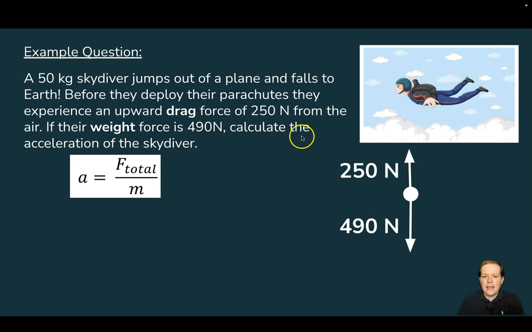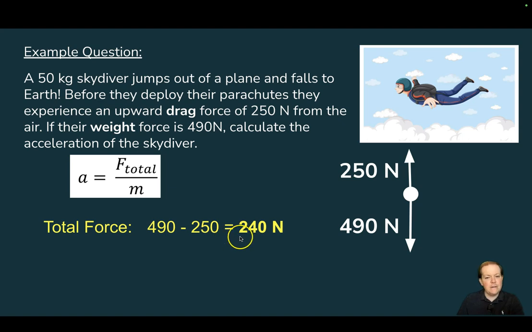So here I've diagrammed the upward drag force, and it even says in the problem it's upward. You didn't have to know that intrinsically. The downward force is weight. Weight is always down. So if I need to figure out the total force, what is it? Because they're fighting one another, you're going to subtract. So I did 490 minus 250. I get the answer of 240.